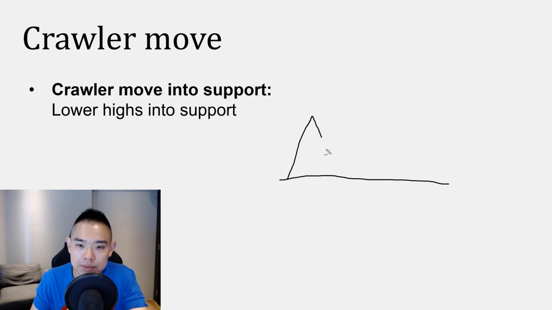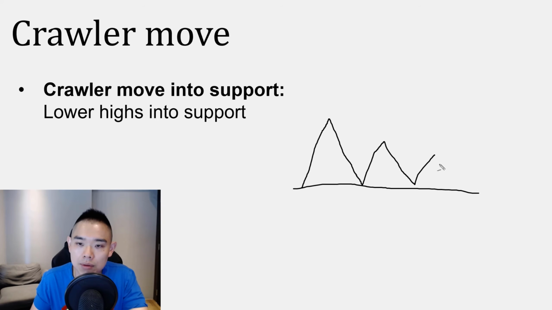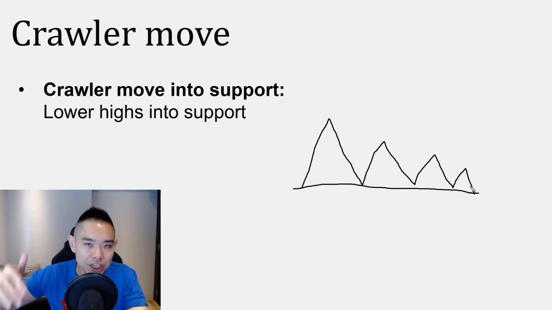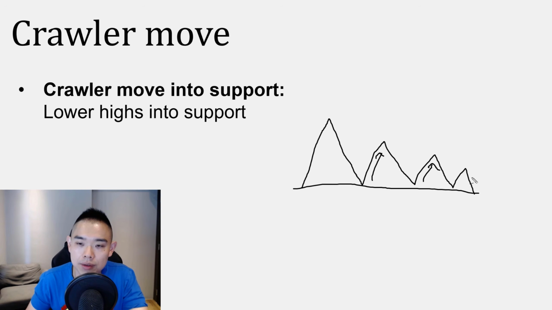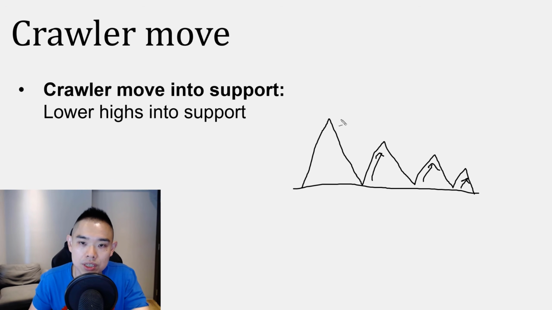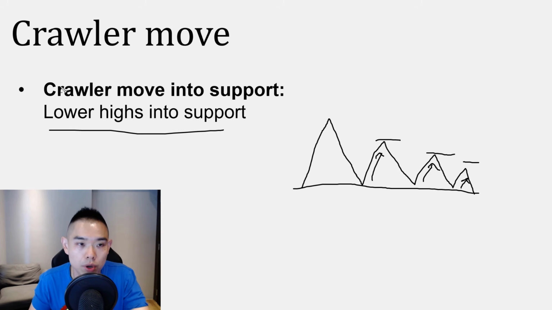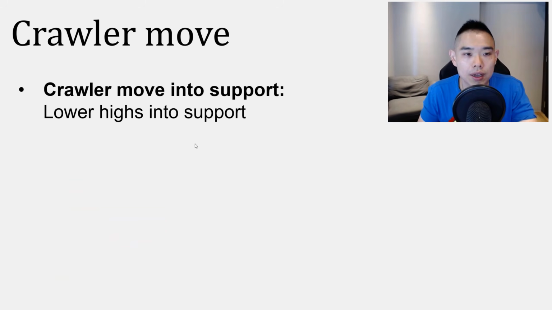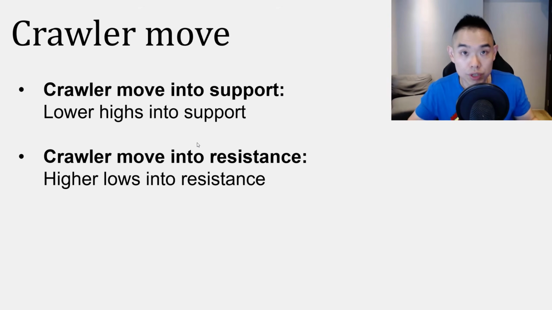Market goes up, comes down, goes up, comes down, goes up, comes down, goes up, comes down. And with each subsequent rally, you notice that it gets weaker and weaker, because the upside gets shorter and shorter. If you look from left to right, notice a series of lower highs, lower highs, lower highs. So this is what we mean by lower highs into support, a crawler move into support. Likewise, if you see a crawler move into resistance, you can expect a series of higher lows into resistance.